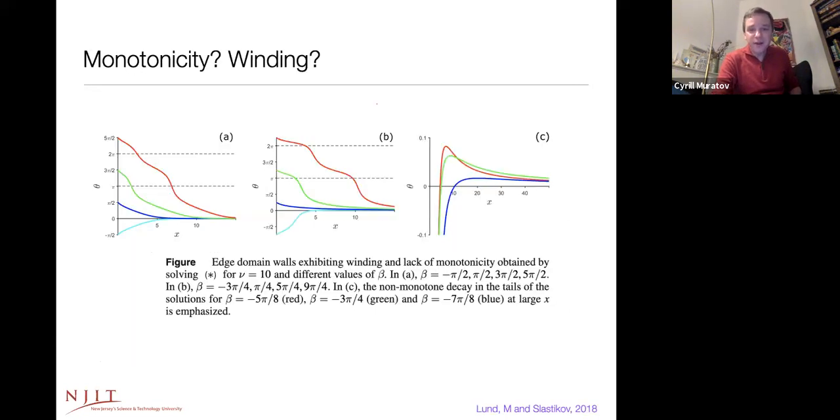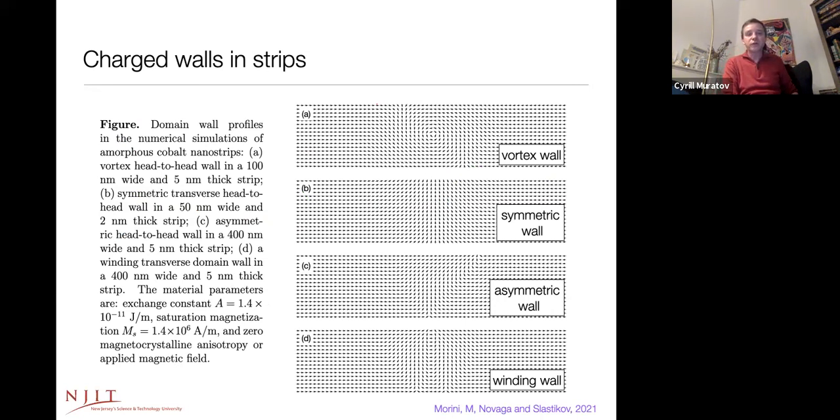Finally, I want to mention a recent work that we've been doing in the direction of charged domain walls, when we look at these configurations on finite strips. There is no longer this issue of infinite energy, but the domain wall solutions can no longer be one-dimensional. This is a very well-known problem, very important for potential applications. Several types of walls have been observed, and these are numerical simulations of such walls: a vortex wall, a symmetric transverse wall, an asymmetric transverse wall, and a winding wall showing a 360-degree rotation.